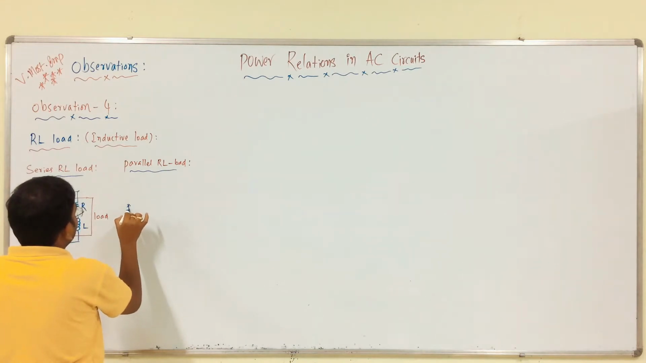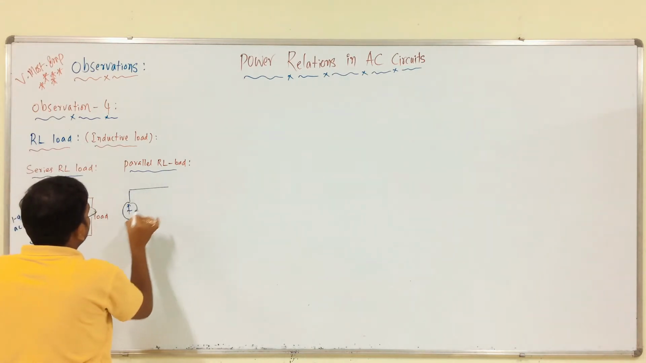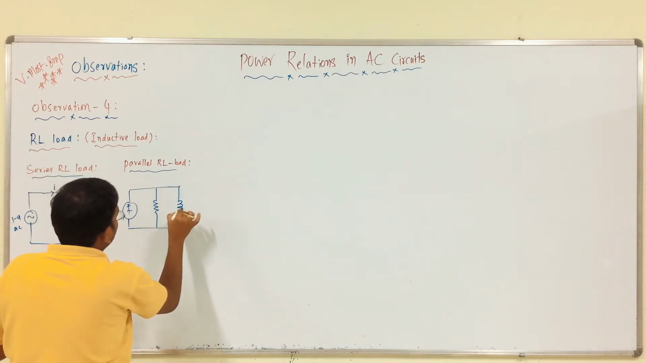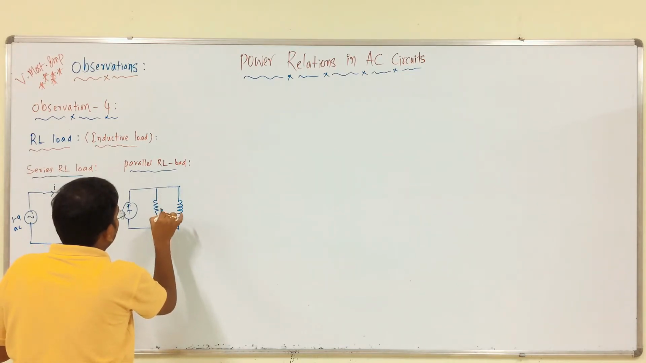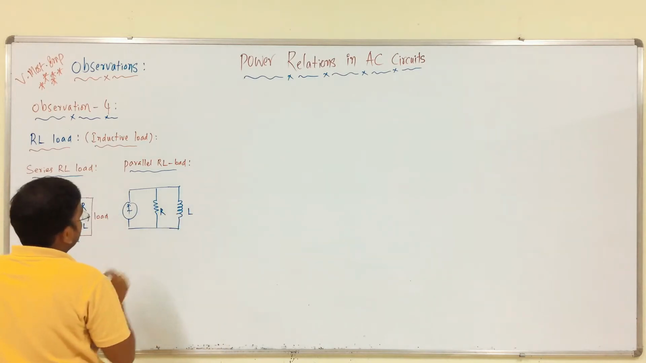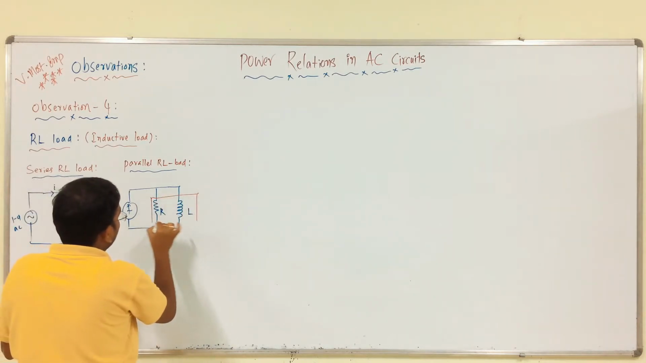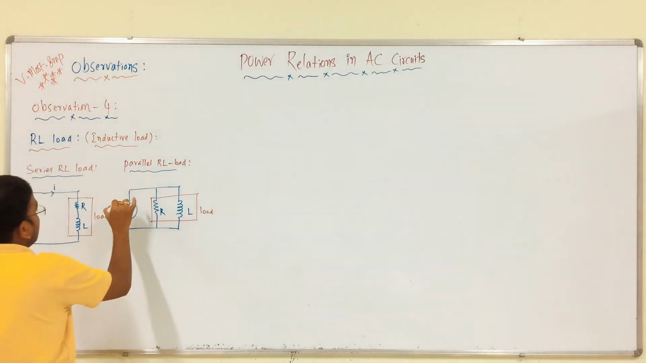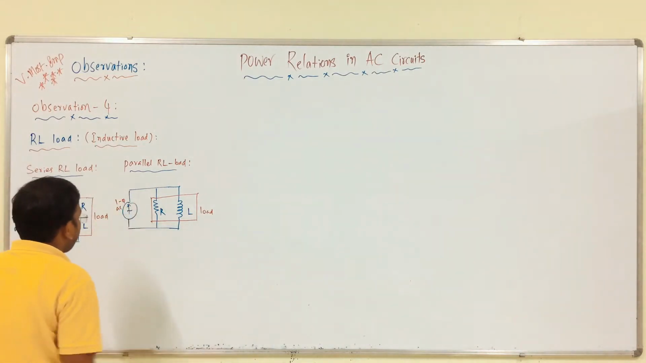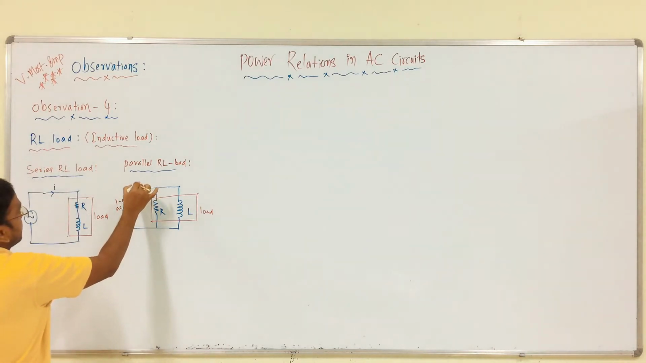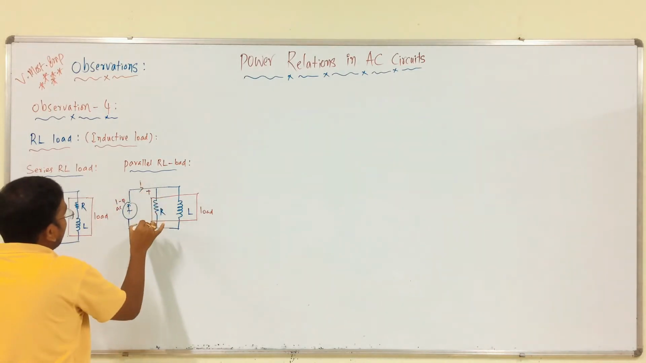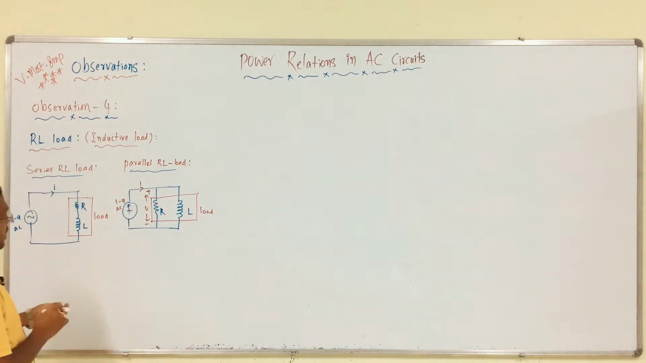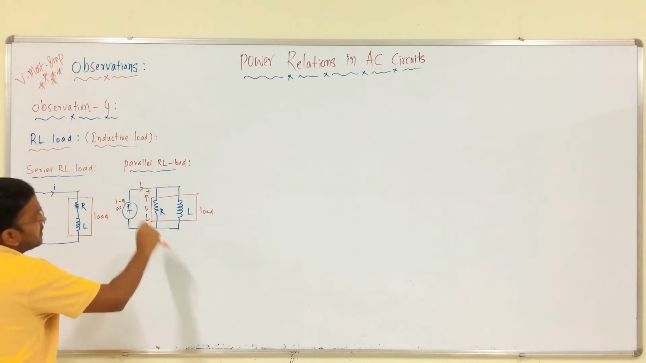Next again we have parallel RL load. This is R, this is L. These two are connected in parallel. This is single phase AC current source, and between this we have voltage. So, this is series RL load, this is parallel RL load.